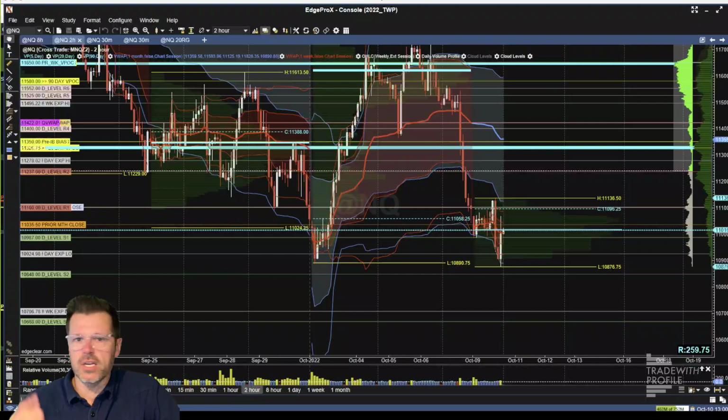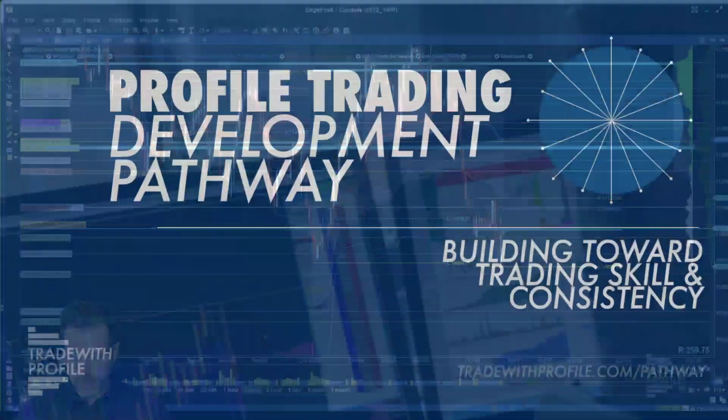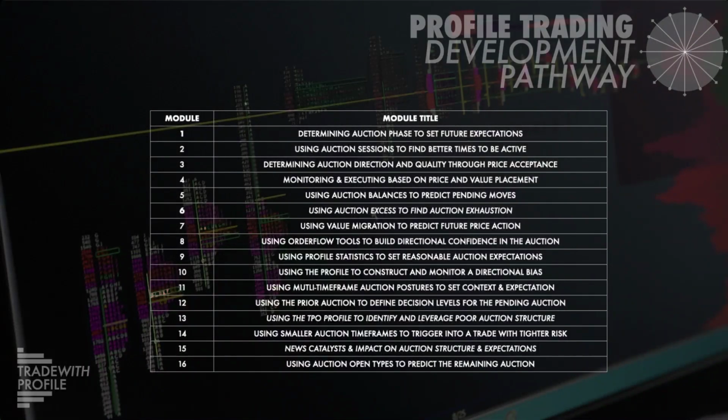Lots of people will say, hey, you need to do certain things in certain contexts to get more consistent. It's true, but they don't do a good job of saying what that means. In our profile trading development pathway, we spend a whole section, in fact, module 11, talking about postures as a way to set context and expectation. So what do we mean by posture?